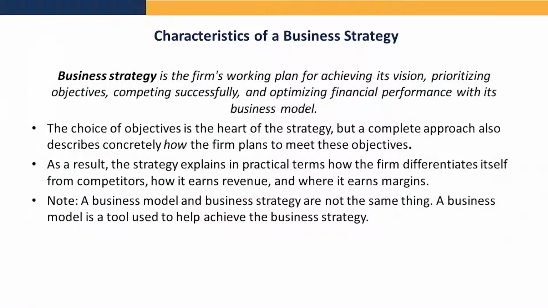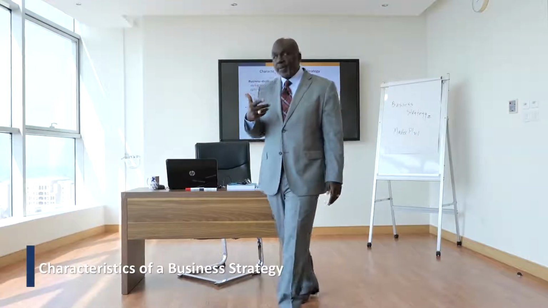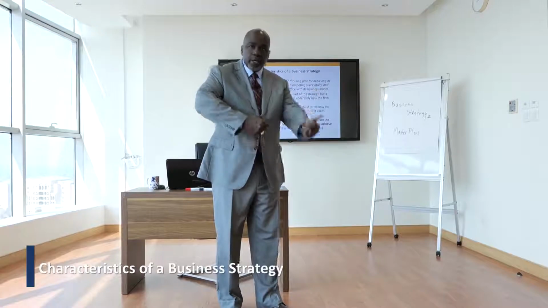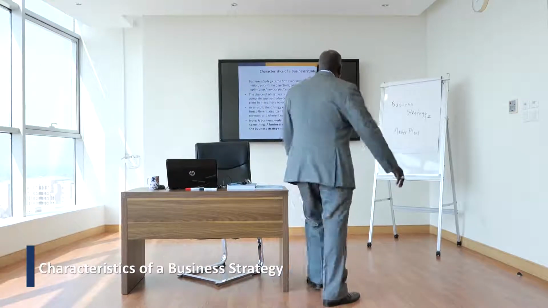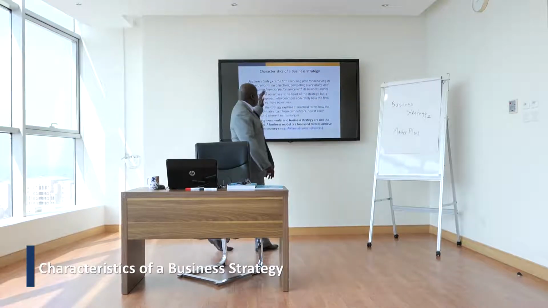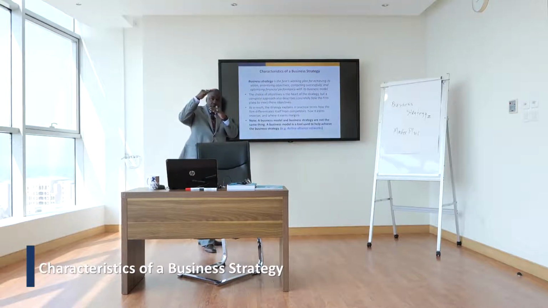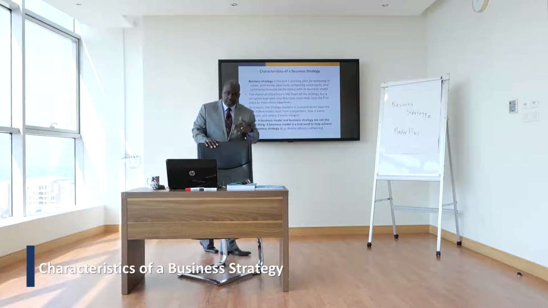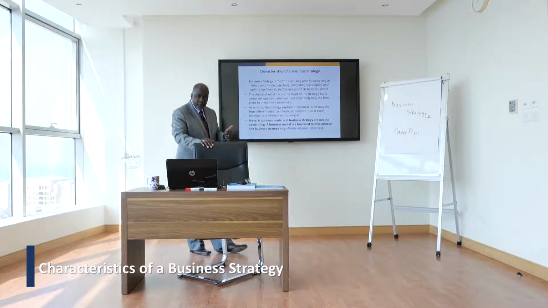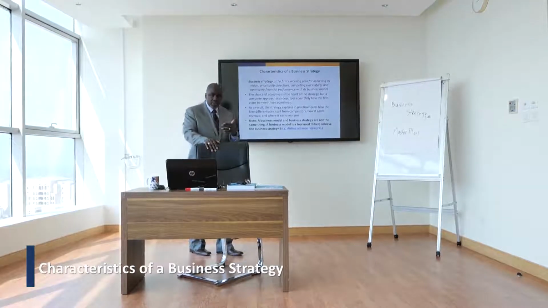So the business strategy is the firm's working plan. Now, I emphasize the word working plan, not just plan, but working plan. Why is it a working plan? Because again, you're always moving. It's very fluid, depending on what happens in the market. It's about prioritizing what's first, objectives, competing successfully. We talked about competitors. Optimizing financial performance. You want to be able to get profit margins and do well, reduce your costs with this business model. So that's what the strategy is.